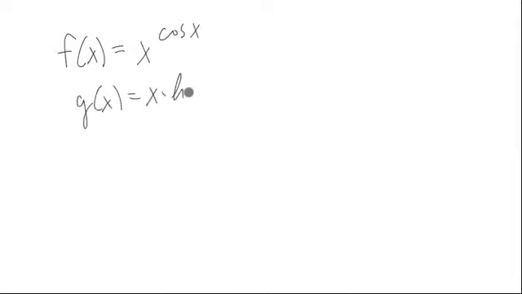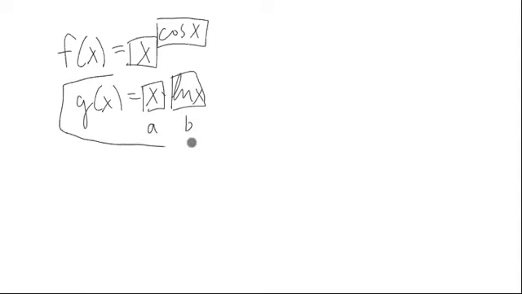Let's take a look at how we could take the derivative of a function whose expression is defined by two pieces, such as x to the cosine x, or x times natural log x. Notice we can box the different pieces of the expression: exponentiation, multiplication, and there's a myriad of other types of things that have two pieces that we can work with. Now, we're going to label these boxes as A and B, and let's concentrate on this particular function right here for now.